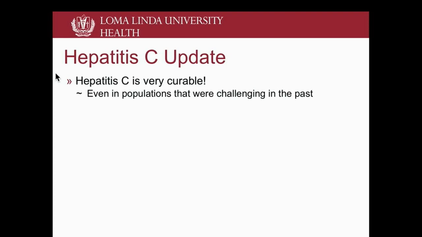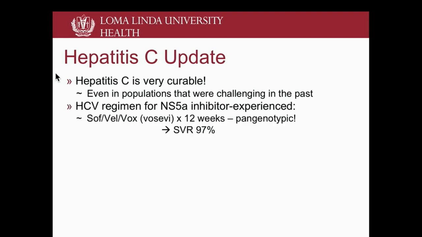So in summary, hepatitis C is very curable nowadays, even in populations that previously were very challenging. If you have a NS5A inhibitor experienced patient, you're going to treat them with Vosevi for 12 weeks. And remember, this becomes simple for us as hepatologists and gastroenterologists. If you have a DAA failure, regardless of their genotype, you're going to treat them with Vosevi for 12 weeks, and that will give you an SVR of 97%.